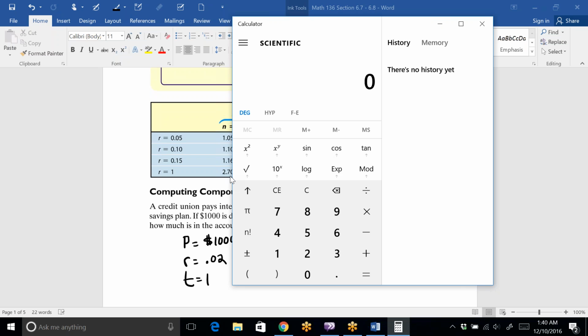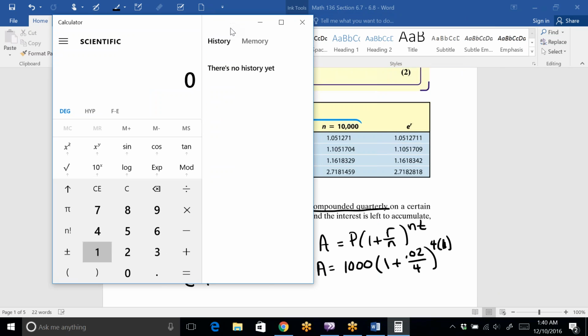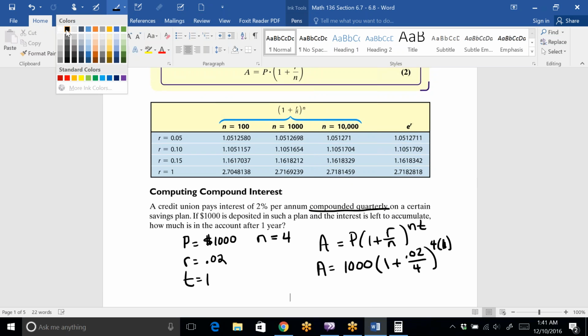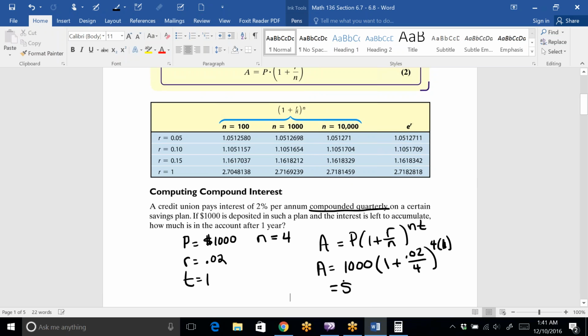Let me get my calculator. So 1,000 times, parentheses, 1 plus 0.02 divided by 4, close parentheses, raised to the 4th power, hit enter, and it's 1,020.15 if we round. Write that down. So that means that for that 1 year, we actually accumulated about $20.15 in interest.